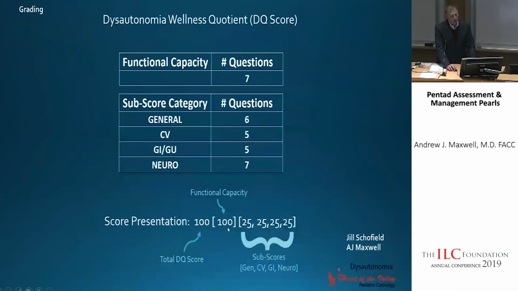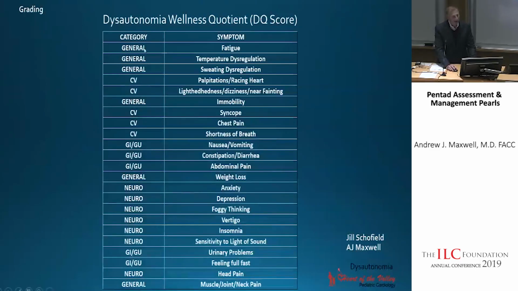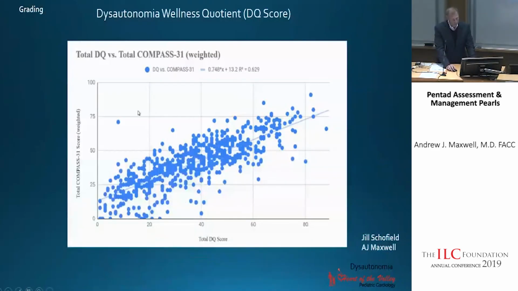What it does is it scores them. It gives them a functional score, 0 to 100, where 100 is as sick as you could be. And then it gives you subscores of general, cardiovascular, GI, GU, and neuro, on a scale of 1 to 25. So a typical score would look like 50, 12, 6, 7, and 10. And I know where to focus. I know whether I've made them better or worse from the last time they visited me. And the breakdown of all the questions, what category they belong to, are there. And we've validated it. It'll soon be published.